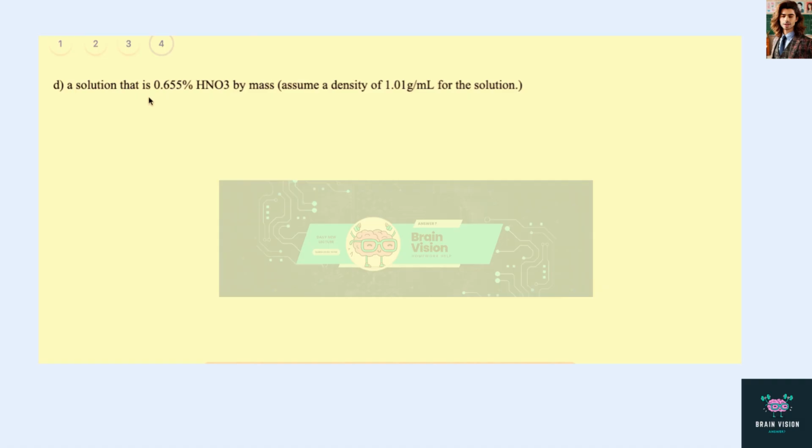The last part of the question gives us a percent of acid by mass, a density for the solution, but no molarity to work with. So to solve this problem, we need to first determine the molarity. To do that, we need to begin by converting our units to match with that of molarity. The units for molarity are moles per liter, and the density is given in grams per milliliter. So we need to convert milliliters to liters.